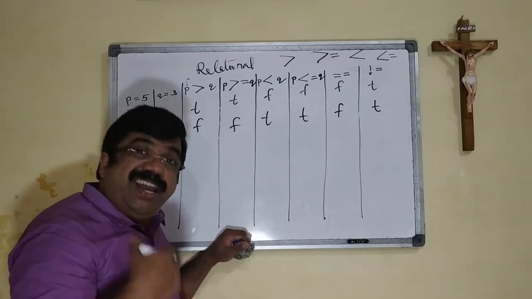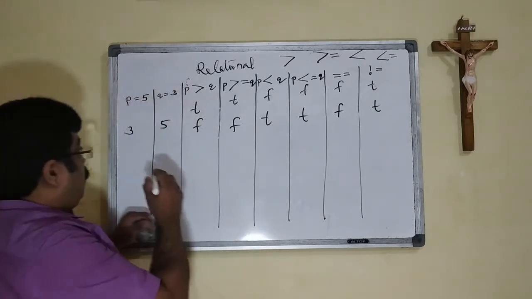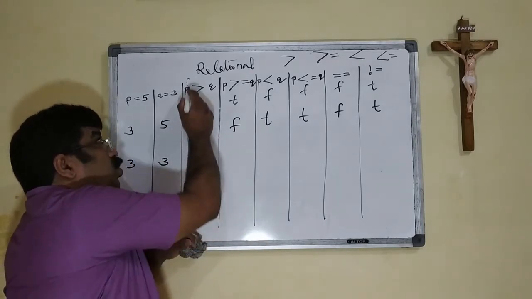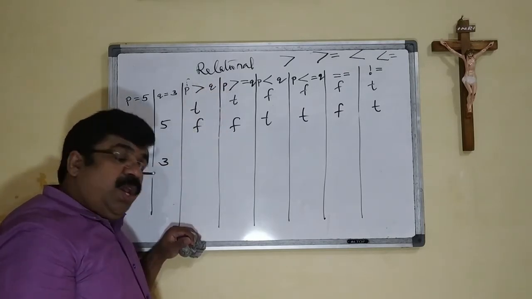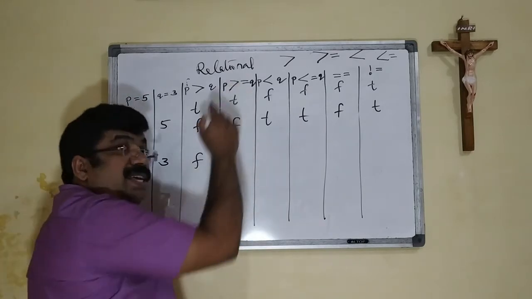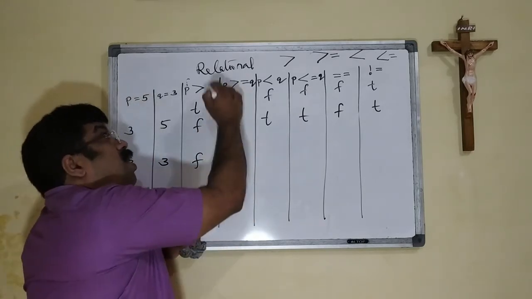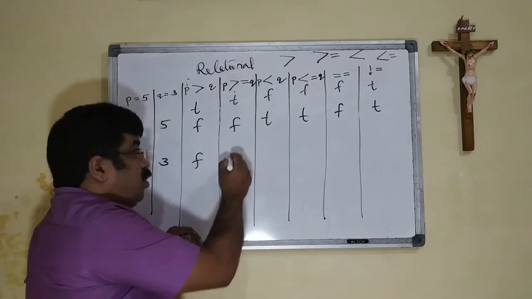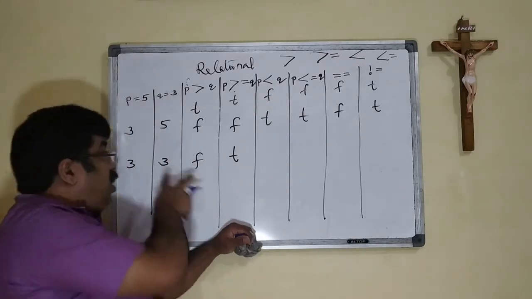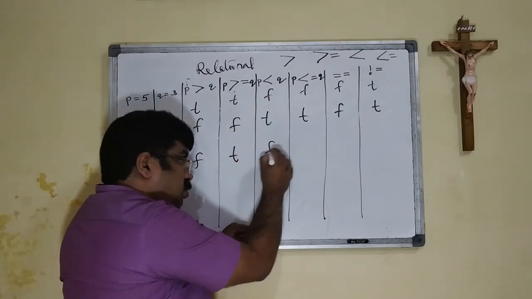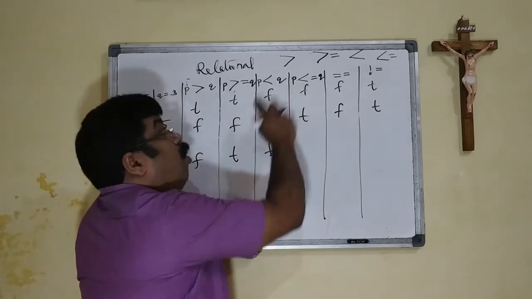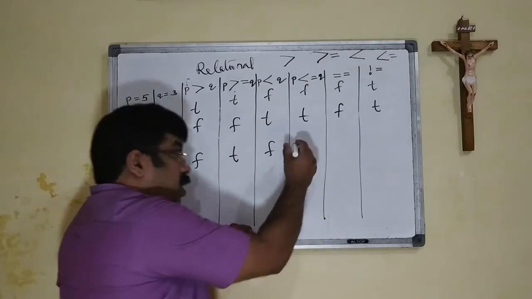Okay, let's take another example. 3 and 3. Is 3 greater than 3? No, then it is false. 3 greater than, no, or equals to? Yes. So the result will be true. 3 less than 3? False. 3 less than, the condition is false, or equals to 3? The condition is true.